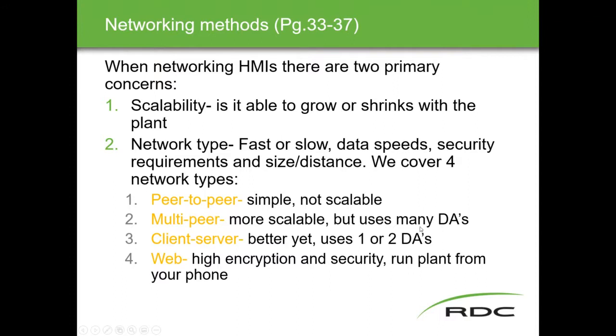Your current system at the place that you work, 98% chance is a client-server with two DAs, simply because of a minimum of two for redundancy. If you need more than one data acquisition server for volume alone, you're probably going to have four rather than three. You double up for size and then you double up for redundancy. The last network type, web. Some sites are like this, mostly remote things, wellheads and things of that nature, and will use web networking, which allows us with Wi-Fi signals to run a plant from your phone. So four different types of networking methods. None of these are particularly new or specific to HMIs alone.